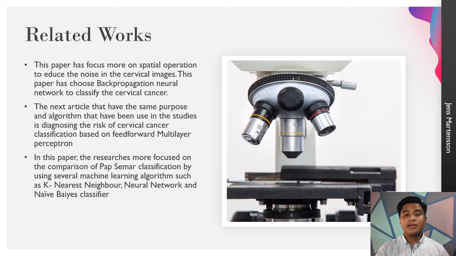The next article has the same purpose, and the algorithm used in the study to diagnose the risk of cervical cancer is classification based on feed-forward multi-layer perceptron. In the third article, the researcher focused on the comparison of pap smear classification using several machine learning algorithms such as k-nearest neighbor, neural network, and naive Bayes classifier.